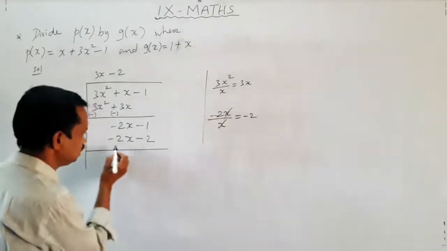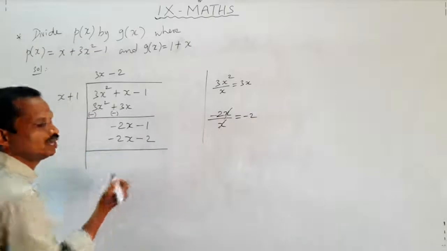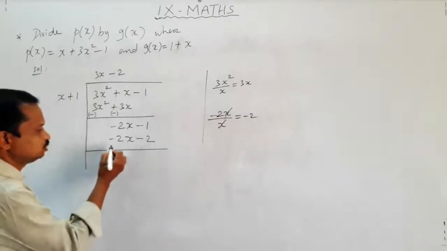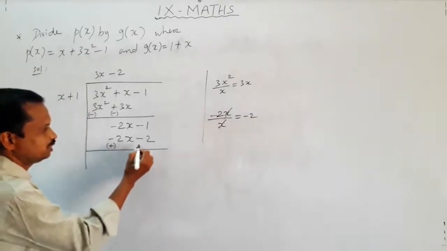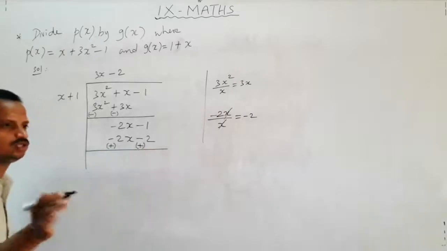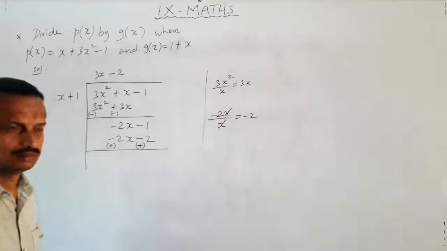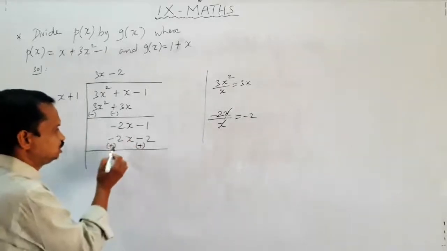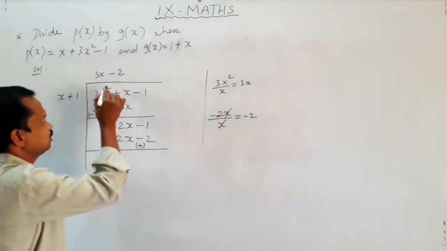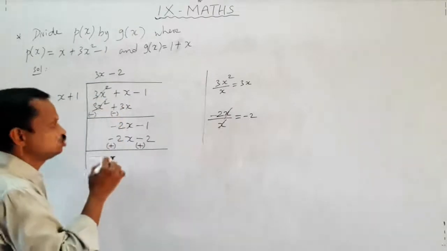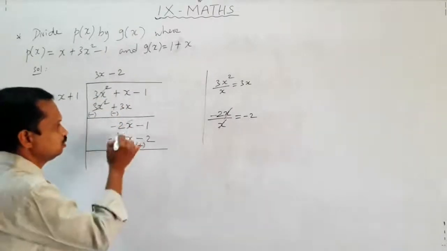I always told you, leave a little bit of gap and then draw a line. So minus becomes plus and minus becomes plus. Just you have to change the sign. Why is that? This is the method. I already informed you. Okay. Minus 2x plus 2x gets cancelled. You can cancel. No need to strike, but for our understanding, we are doing it.